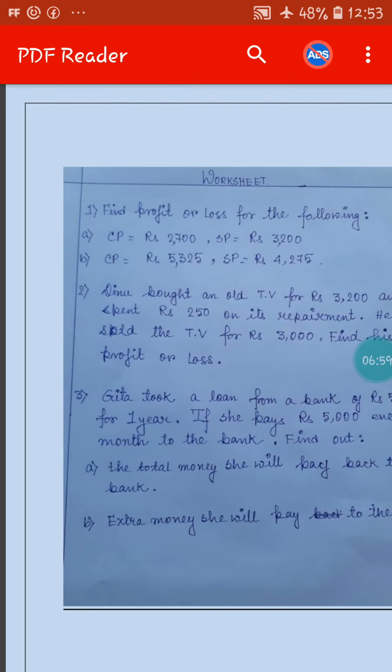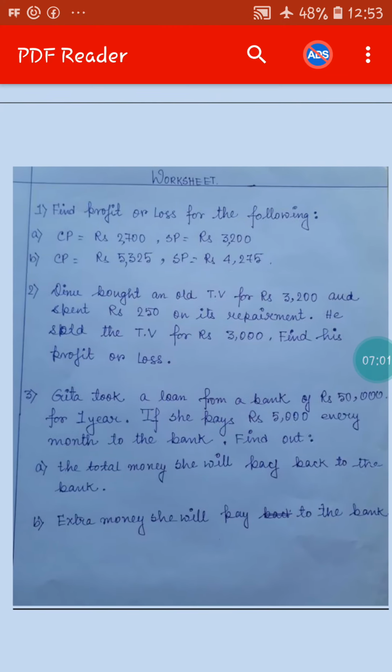Okay, after that you can see there is a worksheet given. You have to solve the worksheet in your school maths copy. What is written in here? Find profit or loss for the following. Here two conditions are given, and for both the conditions you have to find out whether it is profit or it is loss. If it is profit, then how much profit? If it is loss, then how much loss? Okay. Next we will go to the next sum.